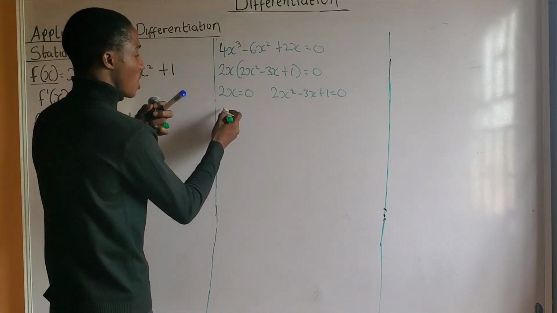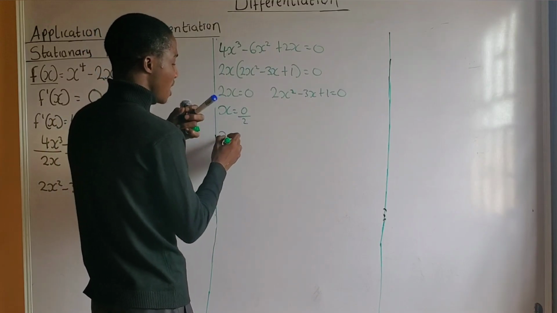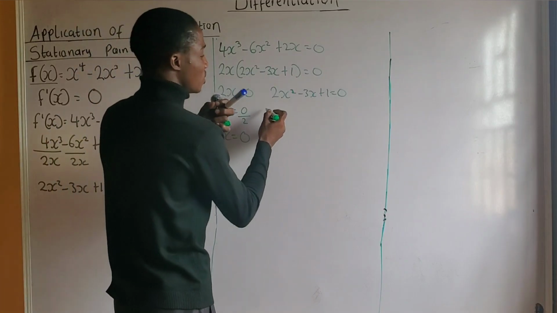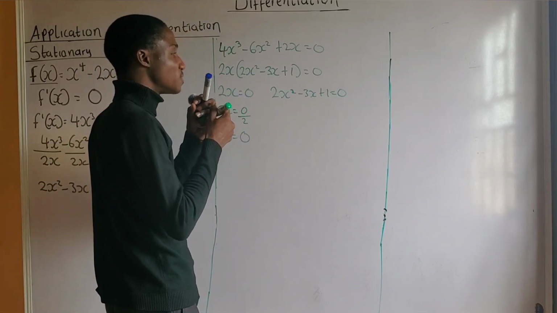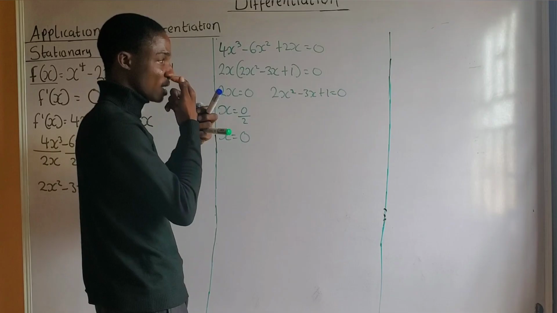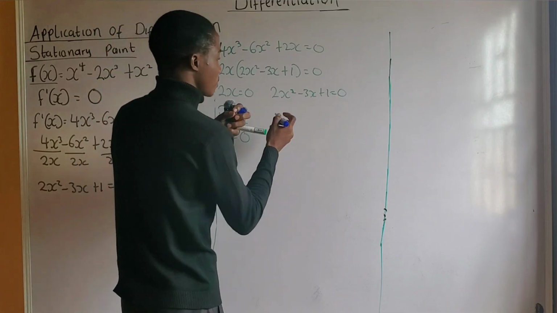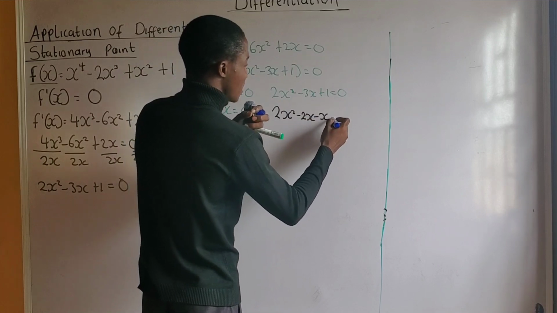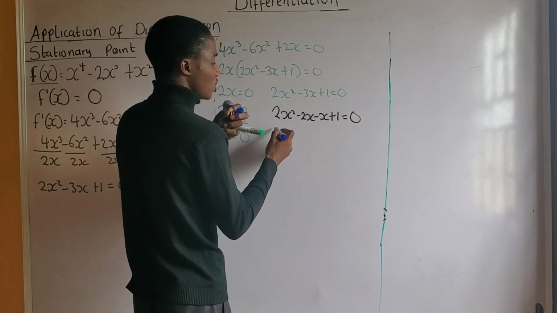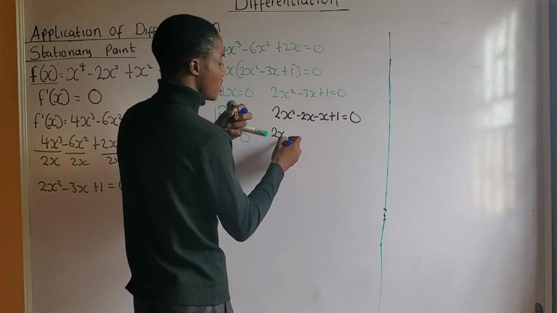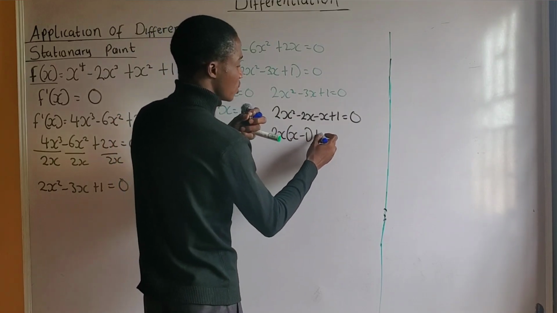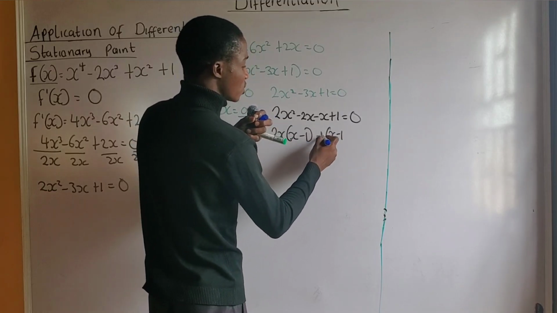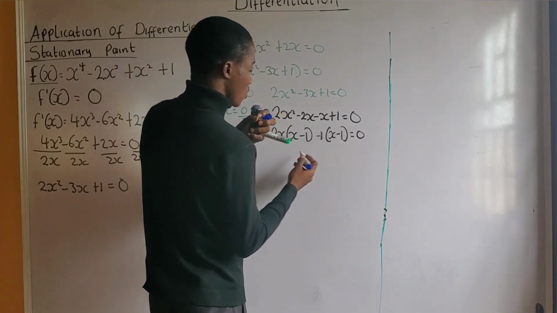Do you understand? So for this, I'm going to have x equals 0 over 2, x equals 0, which is the first root of this equation. Now, to get the second and the third root, I'm going to solve this quadratic equation. So I'm going to have 2x squared minus 2x minus x plus 1 equals 0. So factorize, I'm going to have 2x multiplied by x minus 1, minus 1 multiplied by x minus 1. This will be equal to 0.